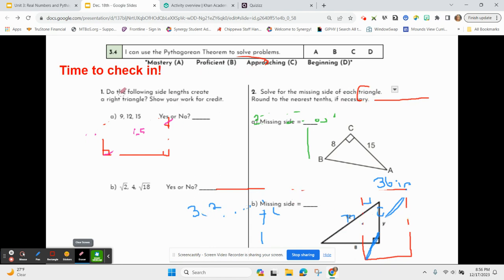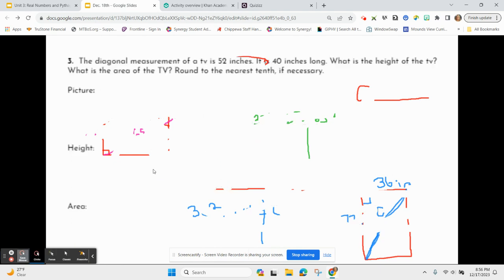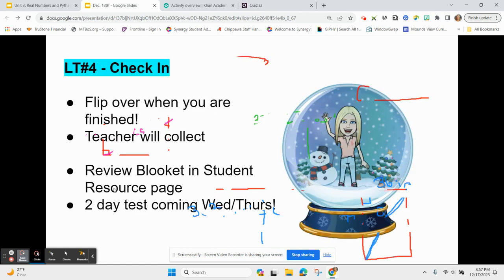Your check-in here, you're going to see you have 1 question, 2 questions, and 3 questions to go through. When you're done, you can just go ahead and flip that upside down, and the teacher will collect those check-ins, and you can head into the booklet review in the student resource page. Remember, our 2-day test is coming on Wednesday and Thursday. So go ahead and start that practice and have yourselves a dandy day.